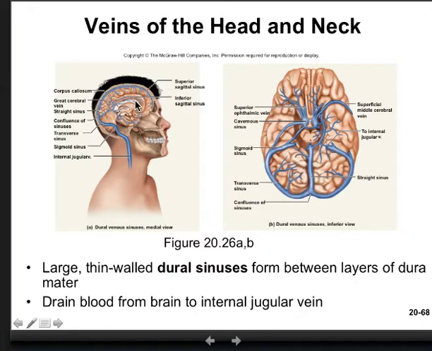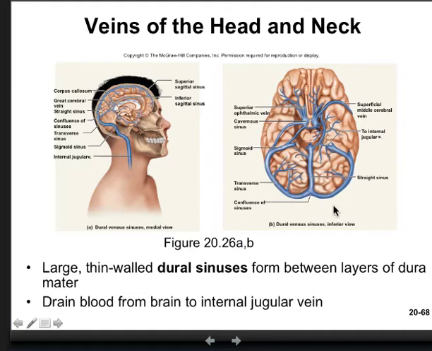There's the corpus callosum. Remember that that's the major tract of white matter that connects the right and the left cerebral hemispheres. And you can see here the great cerebral vein, the straight sinus. This is the confluence of sinuses where the straight and the transverse sinuses meet, along with the sigmoid sinus, and these drain into the internal jugular, and this brings blood back to the superior vena cava and back to the heart.